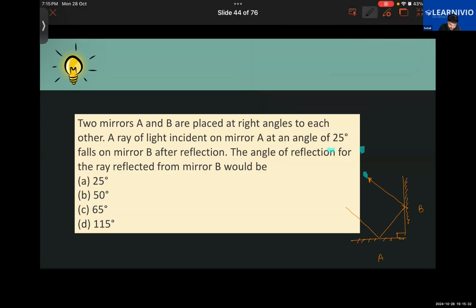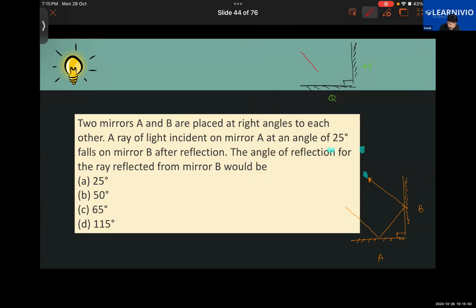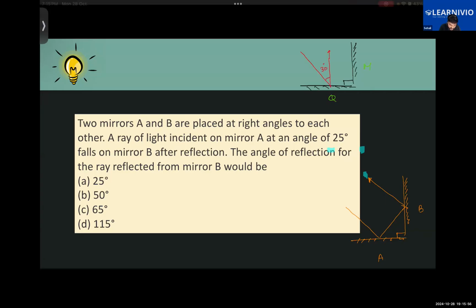Let us consider that there are two plane mirrors, let's call them Q and M, again inclined at an angle of 90 degrees. Let us say that there is an incident ray falling on this at an angle of 30 degrees. Let us say the angle of incidence is 30 degrees. As it falls on mirror Q, it will be reflected back also, right? You can see this clearly now. So it is falling on mirror B, and from mirror B, it will be getting reflected back.